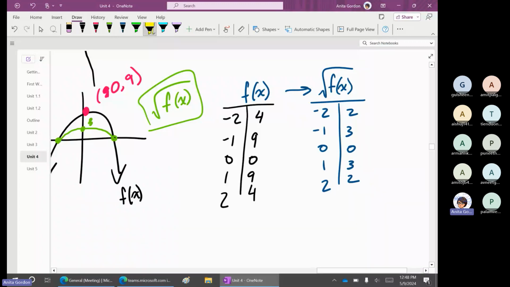Where's my highest y value? Here. Where's my highest y value? Here. Do you see that? So if I can figure out the highest number inside the radical, when I take the square root, it's still going to be the highest number. Sometimes you just got to stare at it for a bit. It'll eventually make sense. You just got to absorb it.